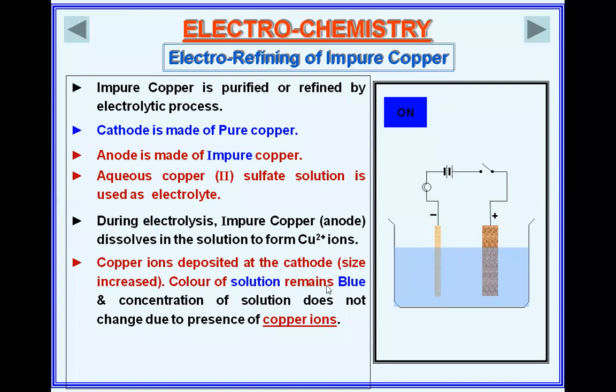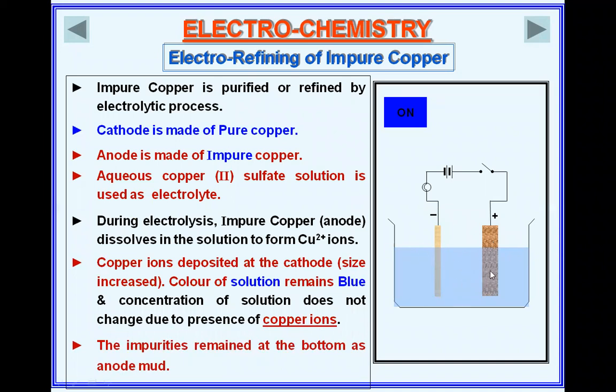Before and after the reaction, there is no change in the color of the solution because the anode continuously dissolves in the solution and produces copper ions in the solution. The remaining solution is acidic due to the presence of hydrogen ions from the water and sulfate ions from the copper sulfate. So the resulting solution is acidic as well as blue.